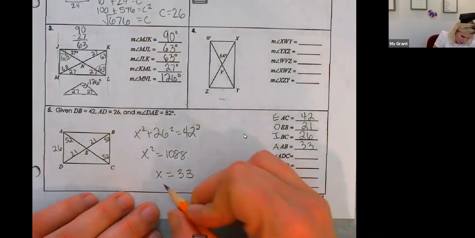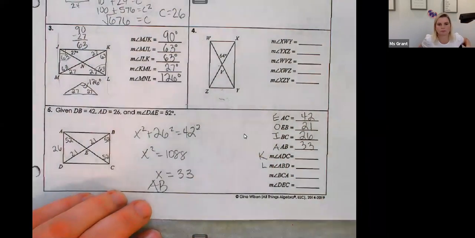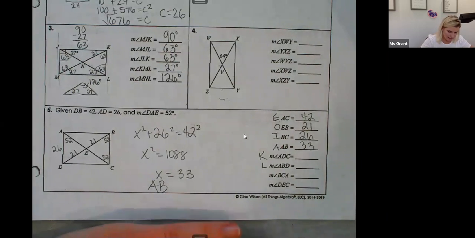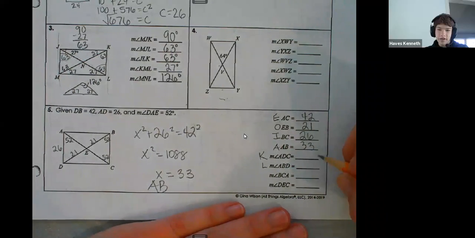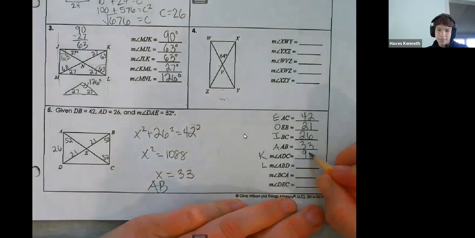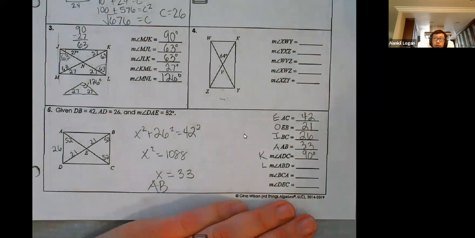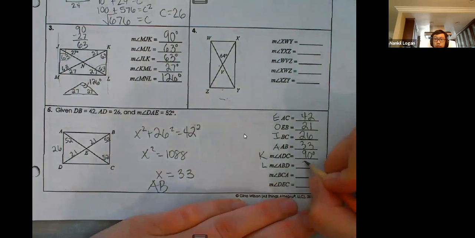Which is really AB. Good. Okay, the measure of angle ADC, sir. 90 degrees. Oh, that's an easy one. Good job. The measure of angle ABD. 38 degrees. 38 degrees, yes it is.